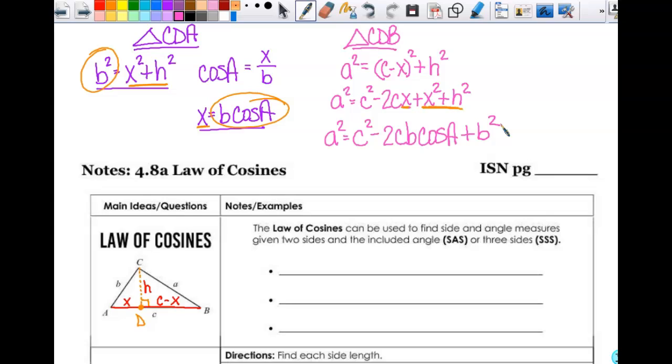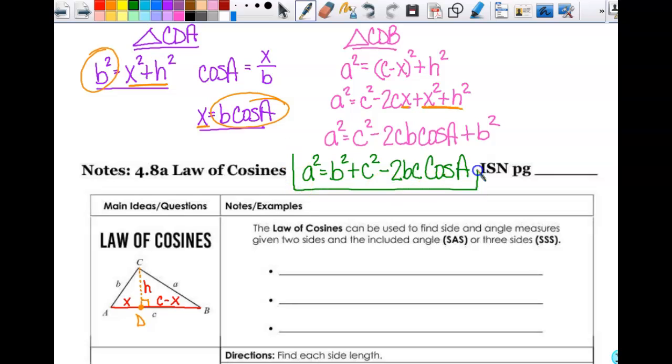So now if I readjust things a little bit to where it's more in an order that would be proper mathematically, I end up with a squared equals b squared plus c squared minus 2, and we usually put them alphabetically, b times c times the cosine of A. And that right there is your basic law of cosines.